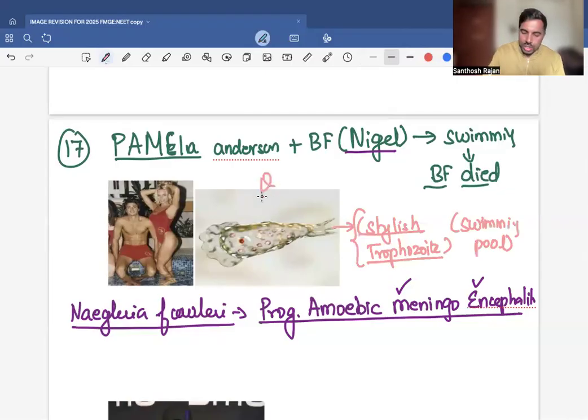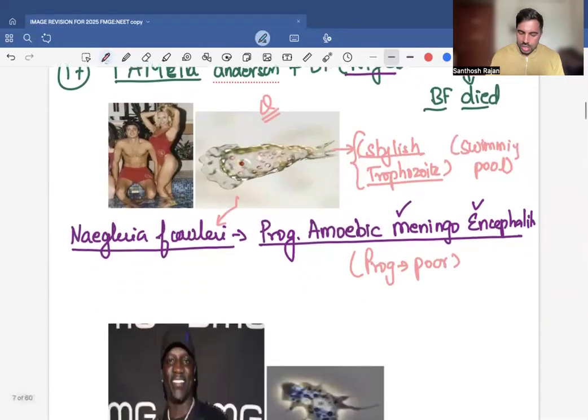So this can be a question. Why did the patient die? Prognosis is very bad, poor prognosis. Recently we had the Karnataka outbreak, so you can expect this question: Naegleria fowleri trophozoite. Okay, that's it. There's a trophozoite and cyst. That's all. Now, the next one.